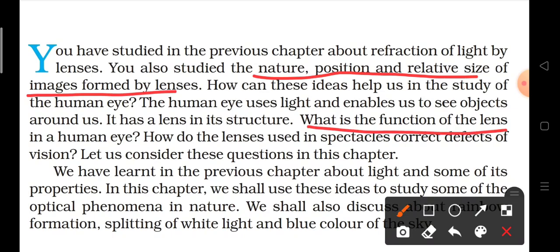What is the function of that lens in the human eye? What is the function of that lens? How do the lenses used in the spectacles correct the defect of the vision?